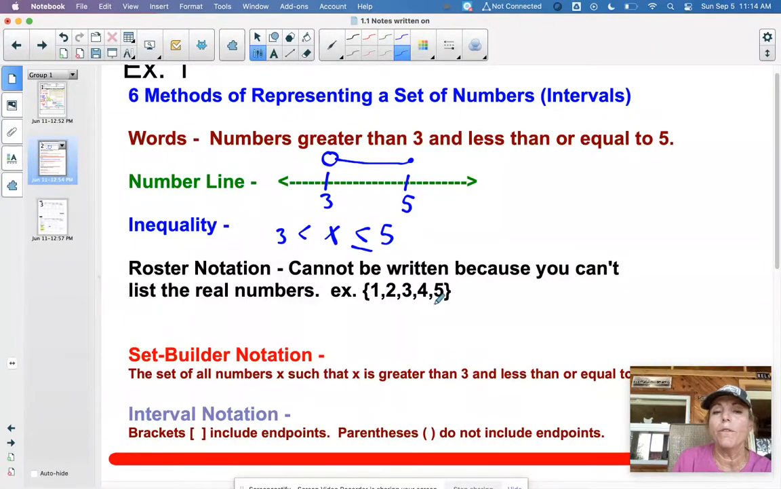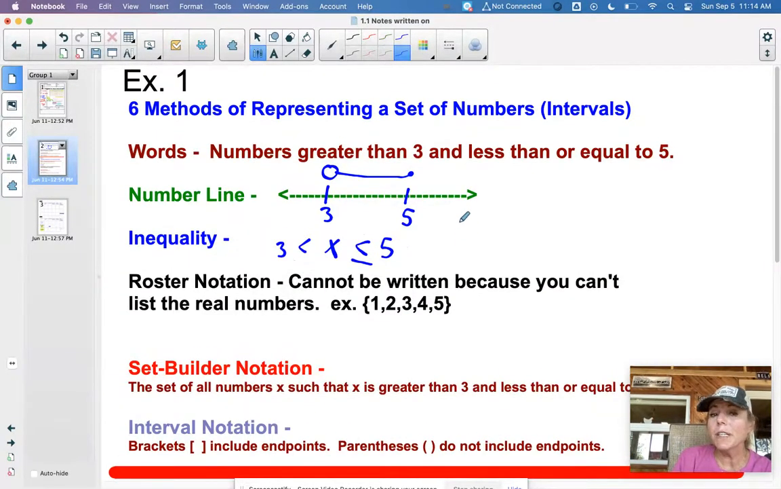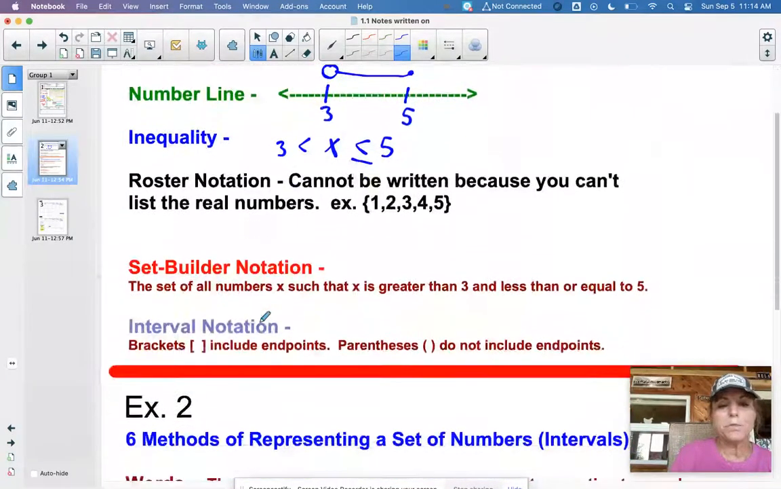I can't list 1, 2, 3, 4, 5 because we're dealing with numbers greater than 3 and less than or equal to 5. That could be 3.1, 3.2, 3.3, 3.9, 3.98, 4.5, and so forth. So you cannot use roster notation in this example.